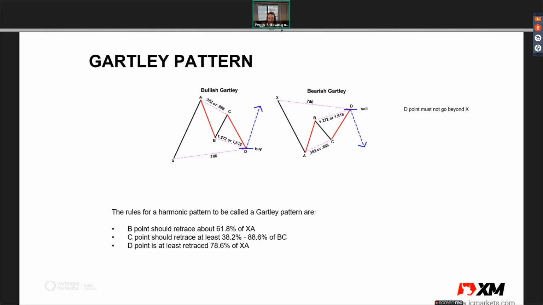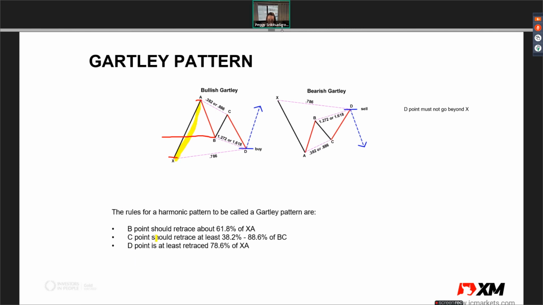Okay, so we will start with the Gartley. We have the bullish and bearish Gartley. It's quite a simple one. For the bullish Gartley, what you can see here is that B should retrace about 61.8% of XA, meaning from the starting point to the ending point, this one has to retrace about 61.8% of XA, which is XA here.